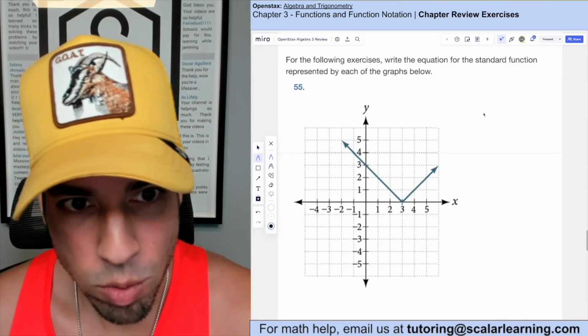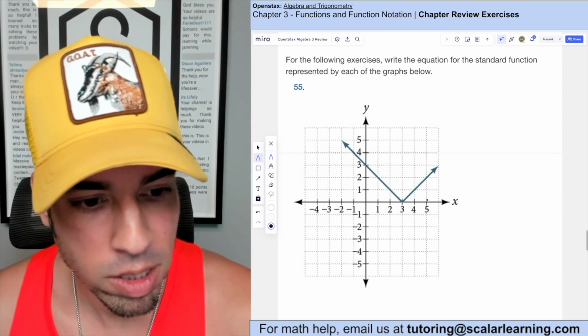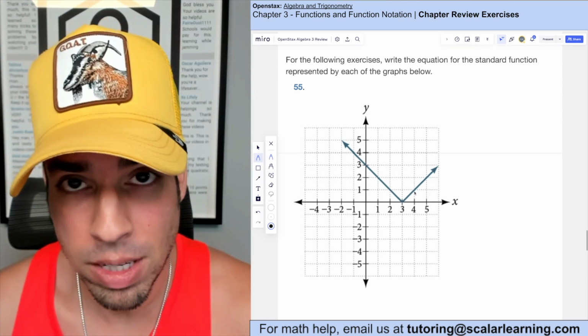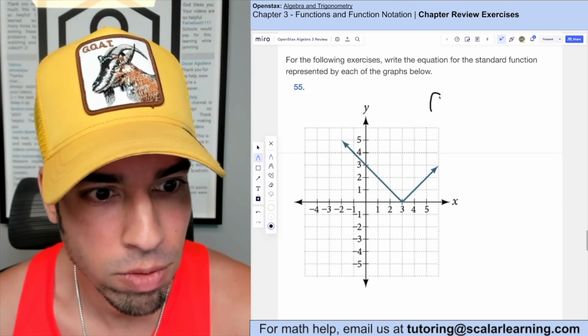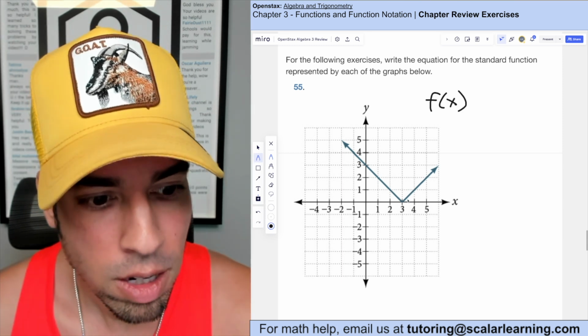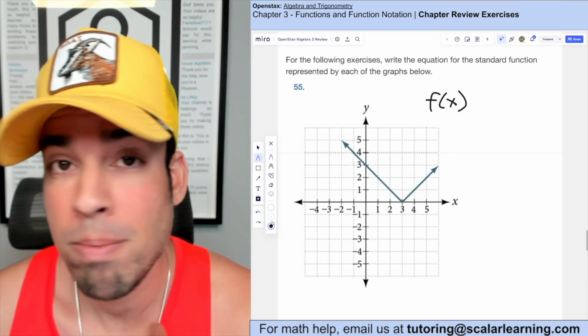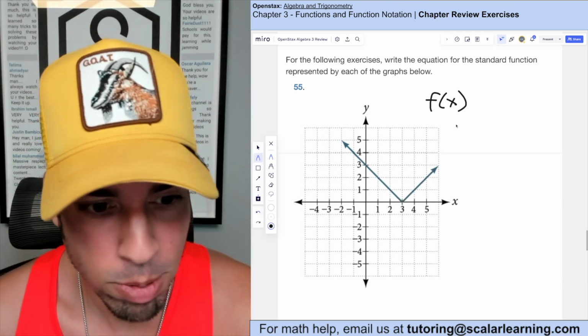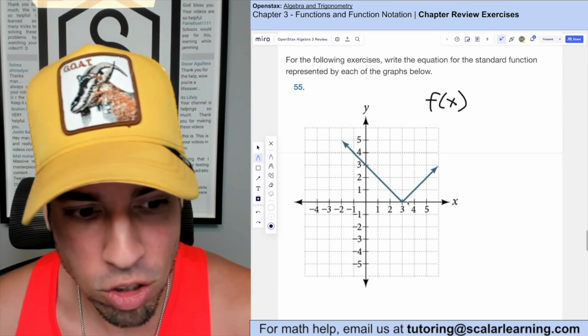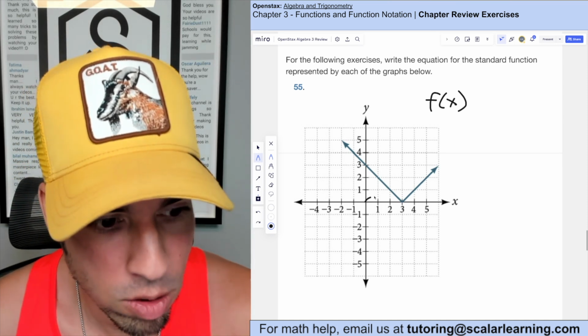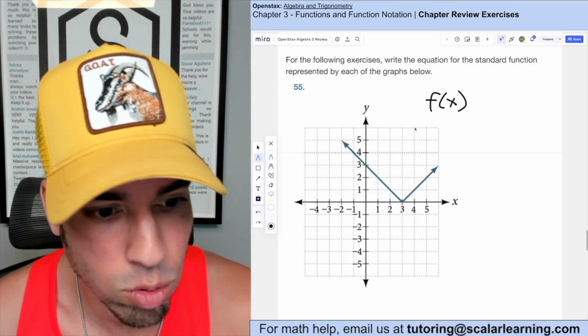So for this one, we're meant to write the equation of the standard function represented by this graph. So I see that it's a V, so it must be an absolute value function. And we also can see that the slope is 1 going to the right, -1 going to the left. That means there's no vertical stretch being applied here. And really the only transformation I'm seeing is it's shifted 1, 2, 3 to the right. That's where the vertex is.